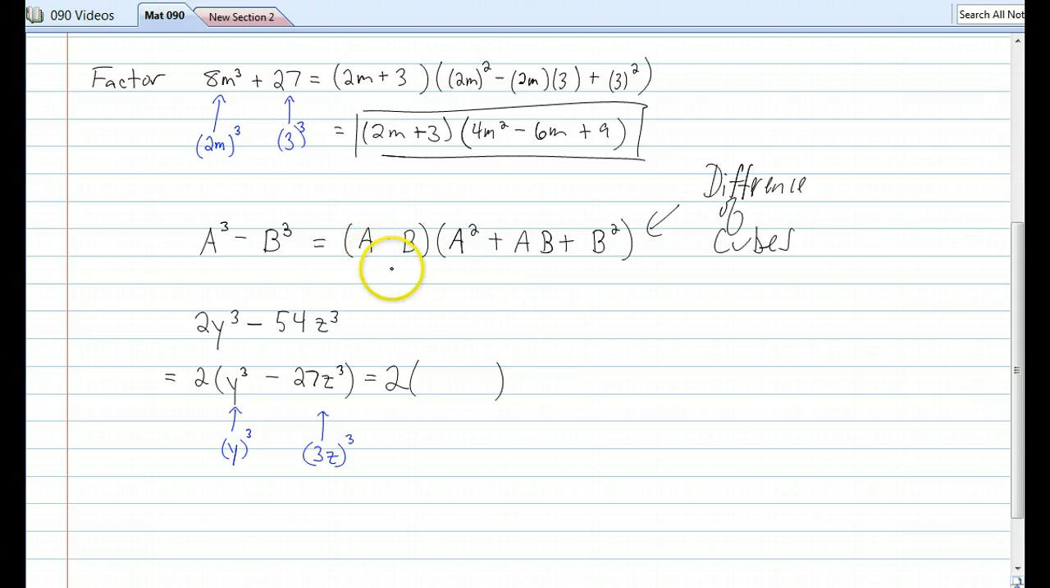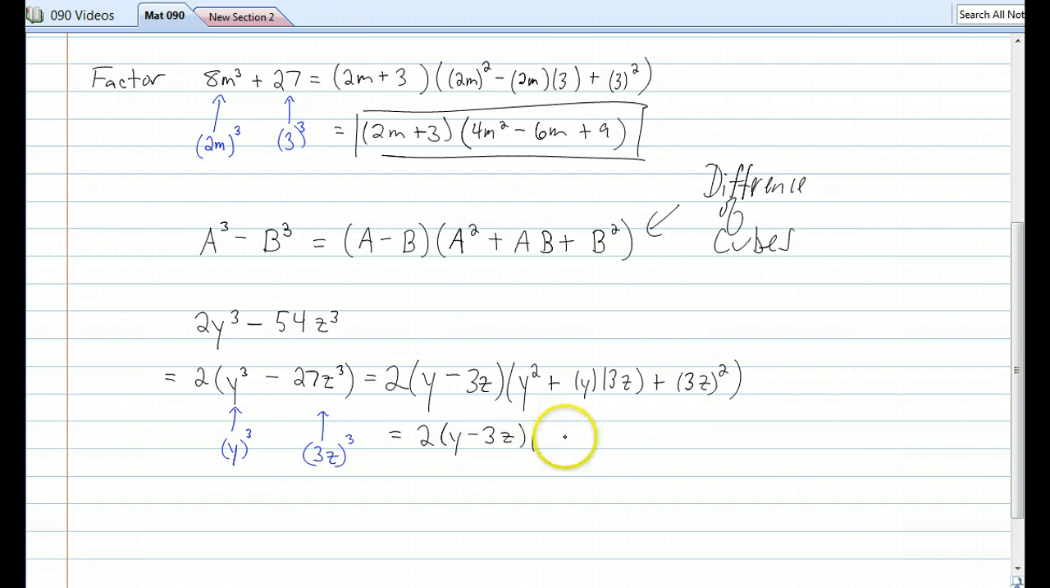And now all we have to do is go to this formula above and copy down the a's and the b's. So a in our problem is going to be y minus, b is 3z, a squared is just going to be y squared, a times b is going to be y times 3z, I'll just write it like that, and b squared is going to be 3z squared. Now for our last step, all we have to do is simplify. We have 2 times y minus 3z times y squared plus 3yz plus 3 squared is 9, z squared.